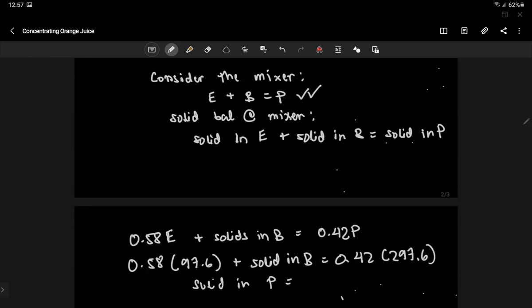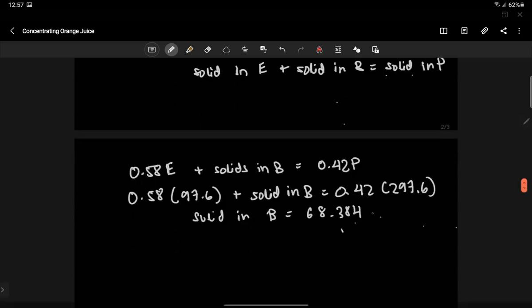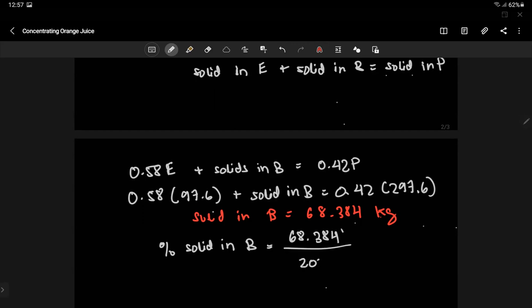That will be, B rather. And that will be 68.38 kilograms. Okay, so that is the amount. Sorry. Ng solid sa B. And finally, kailangan dito kasi yung percentage. So, 4% solids in the bypass is yung 68.384. Ang amount ni bypass, remember, it's 200 kilogram. So, therefore, the answer is 34.2%.